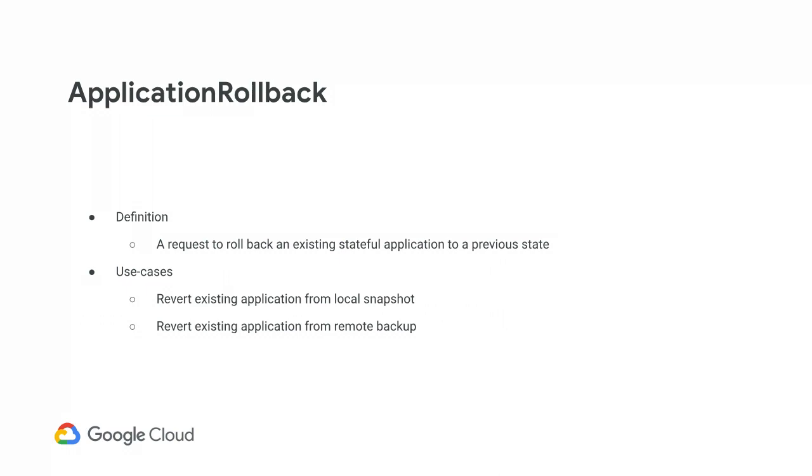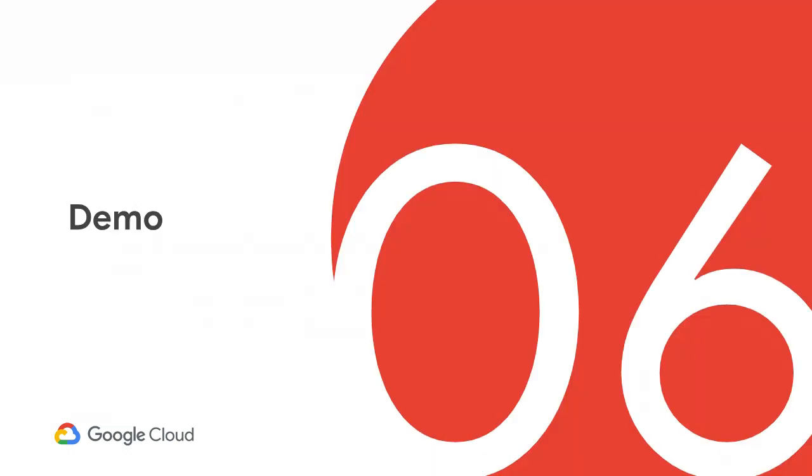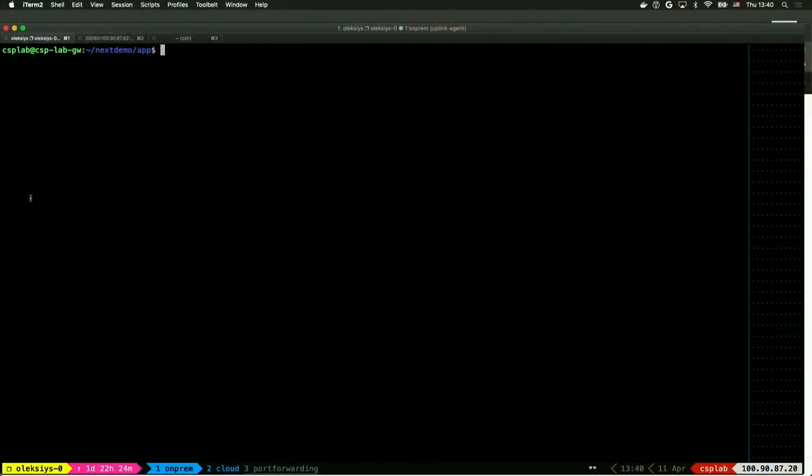Application rollback defines a user request to roll back an existing application to a previously taken snapshot or backup. OK, here comes the demo. Can we go back to slides?